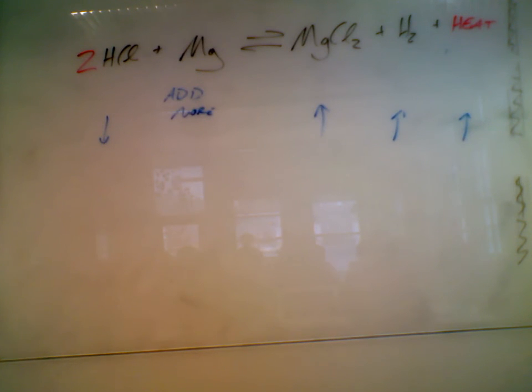Well, in this problem, does that mean that there are more products or less products? What do you think? More? Why? Because they go up. Right, so there is more.